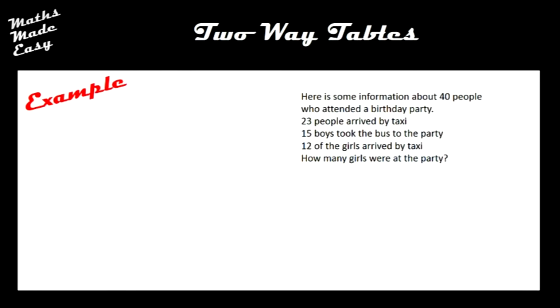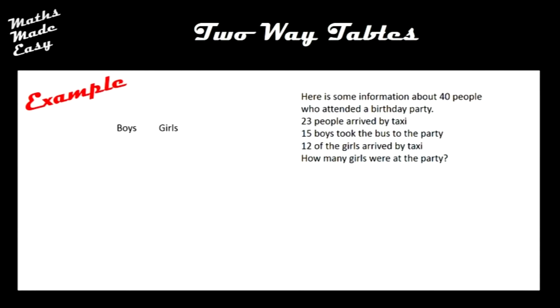Let's have a look at an example. So, here's some information about 40 people who attend a birthday party. It's usually birthday parties with these types of questions. 23 people arrived by taxi, 15 boys took the bus to the party, 12 of the girls arrived by taxi. How many girls were at the party?